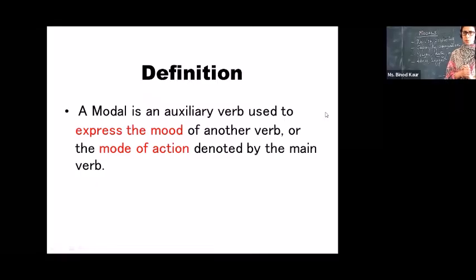Hello students, today we are going to discuss another important topic of grammar, that is modals. Let's start the topic. What is a modal?